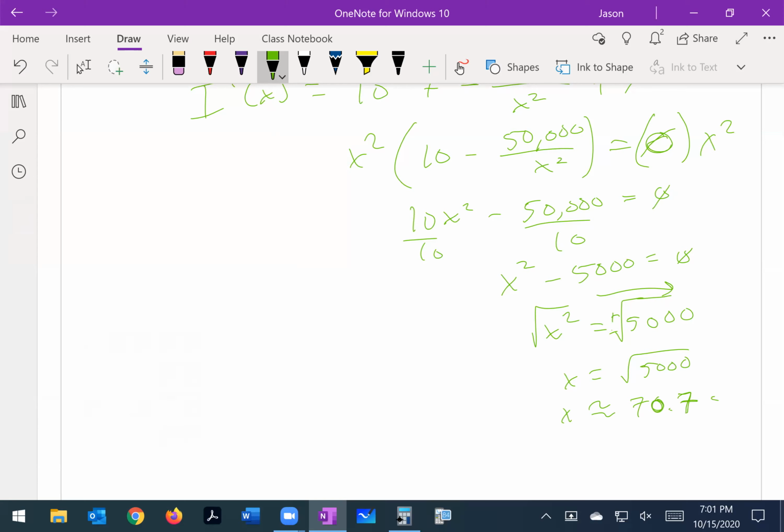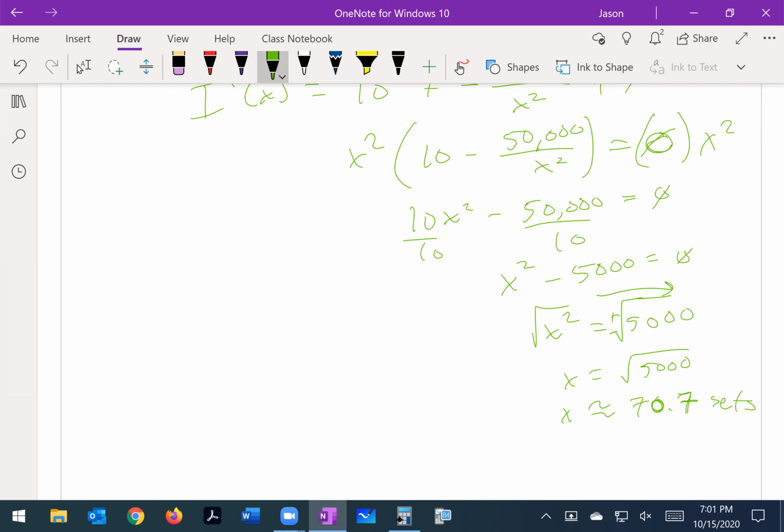70.7 sets. Okay, now I can't order 70.7 sets. I either have to order 70 sets or 71 sets, for each of them.